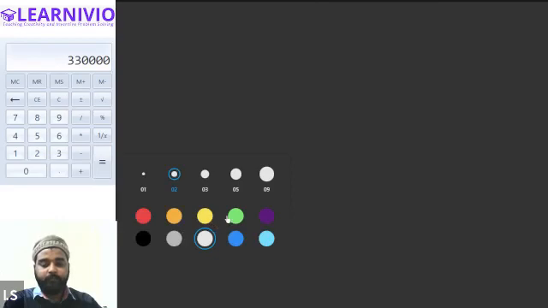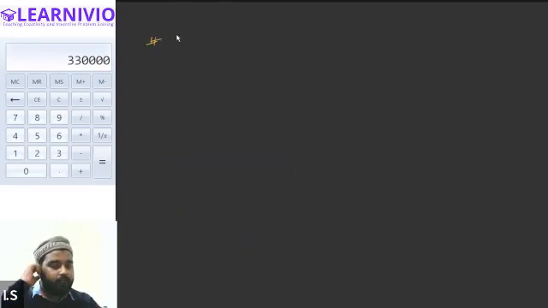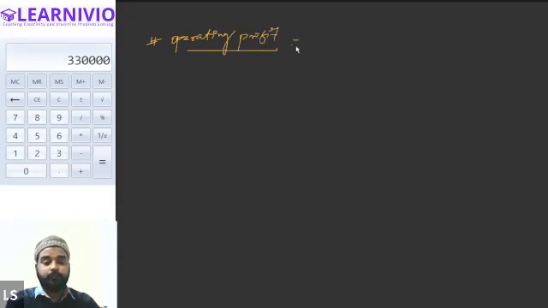For calculating operating profit, there is a formula, and the formula is very simple. In order to find out the operating profit, what do we actually do? We basically reduce the non-operating incomes from the net profit.